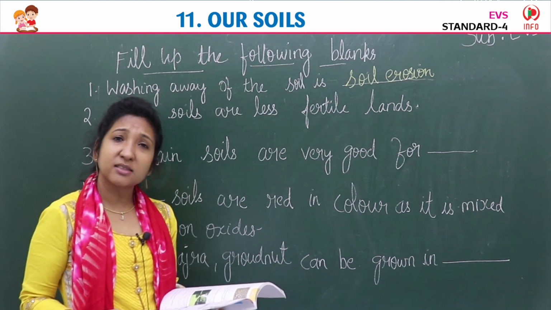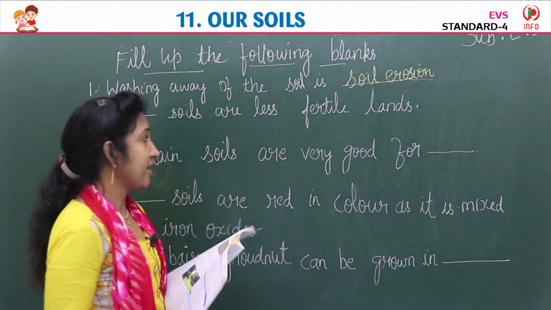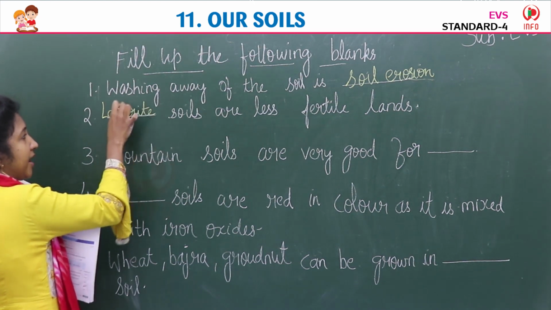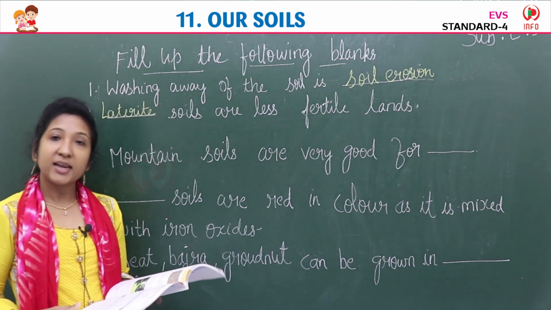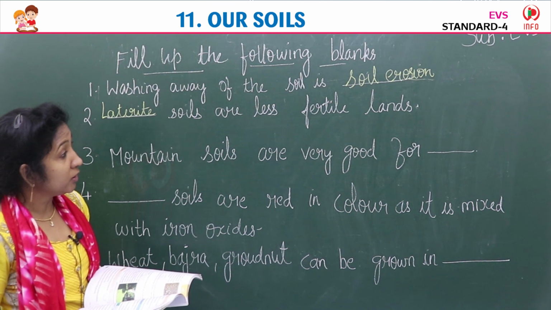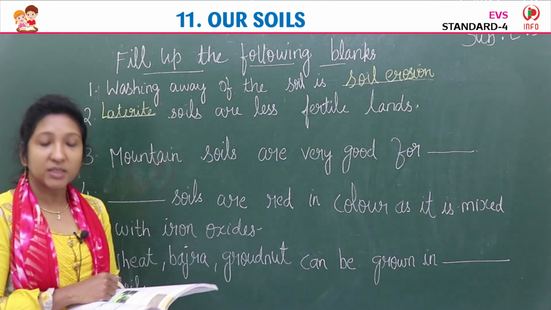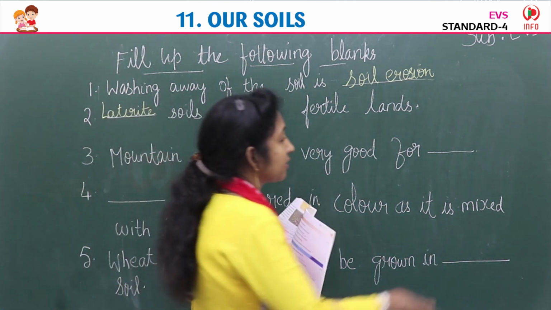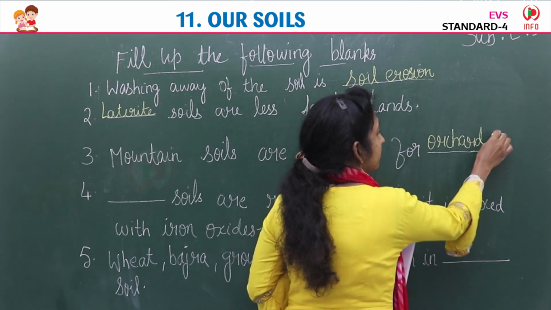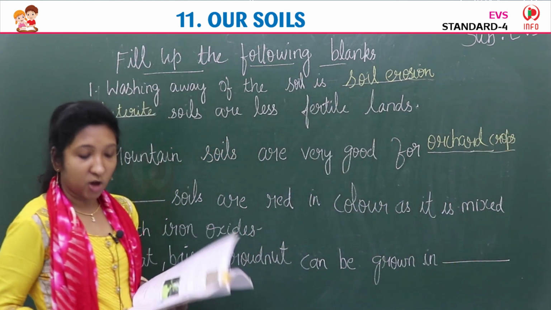Dash soils are less fertile lands. Which soils are called less fertile? Laterite soils are less fertile lands. Third question. Mountain soils are very good for dash. In the clue kit it is given, orchid crops. So mountain soils are very good for orchid crops.